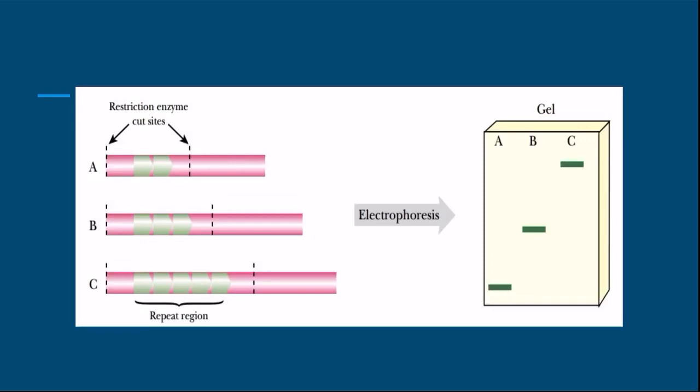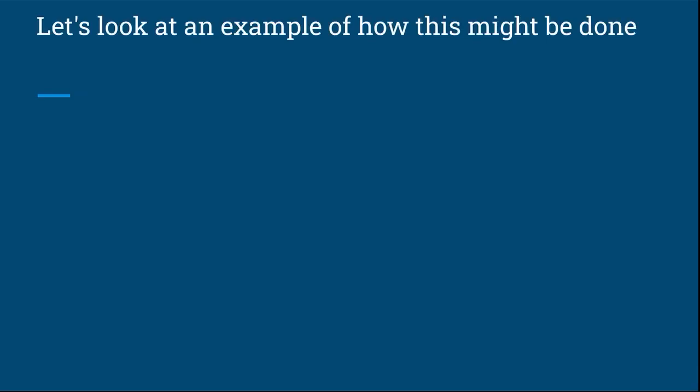The differences in the number of repeats are found by separating the DNA fragments by gel electrophoresis. When there are more repeats, a DNA fragment is larger. In an agarose gel, smaller fragments run faster, so you get separation based on size. The bigger fragments are near the top, the smaller are near the bottom. Let's look at an example of how this might be done.